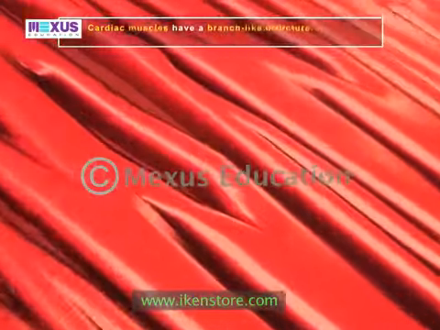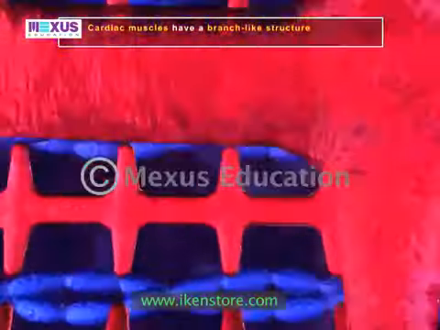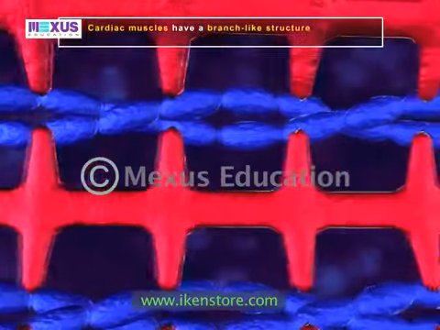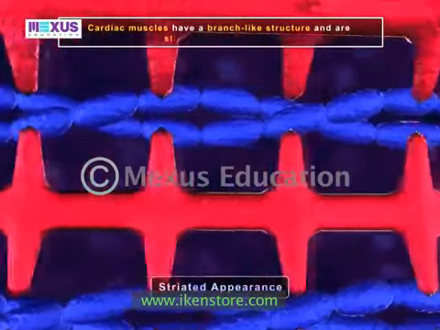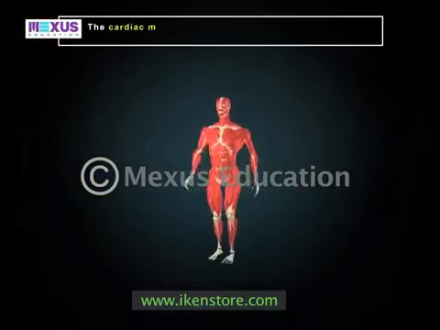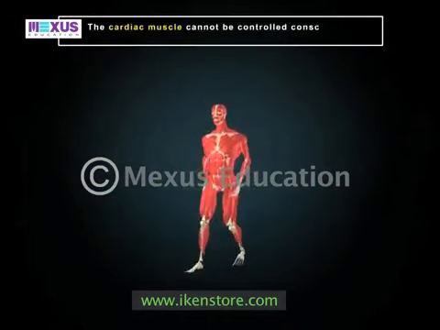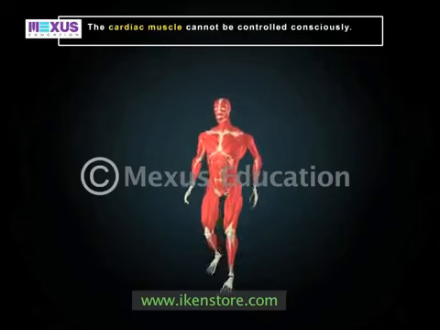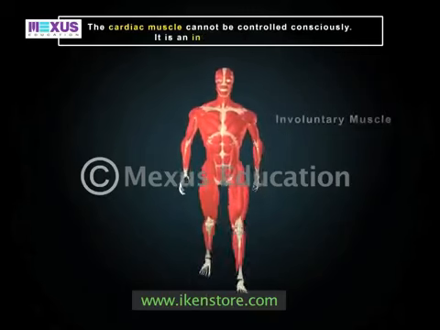Cardiac muscles are thinner and shorter than skeletal muscles and have a branch-like structure. However, they too contain the proteins actin and myosin, which give the cardiac muscles their striated appearance. The cardiac muscle cannot be controlled consciously, so we refer to it as an involuntary muscle.